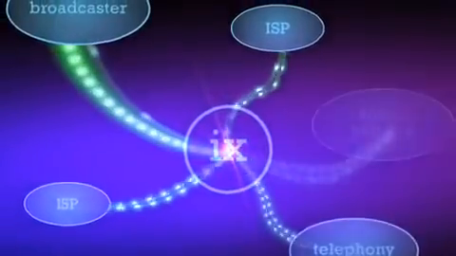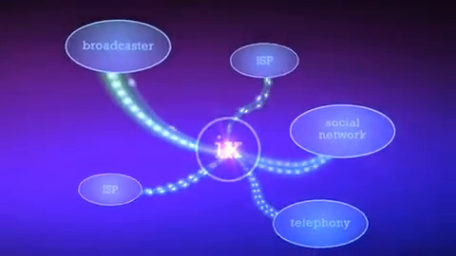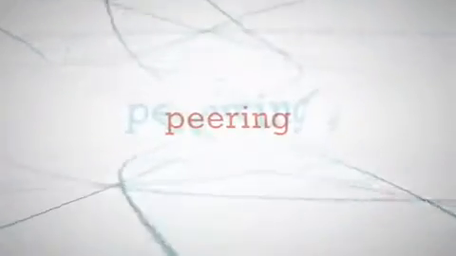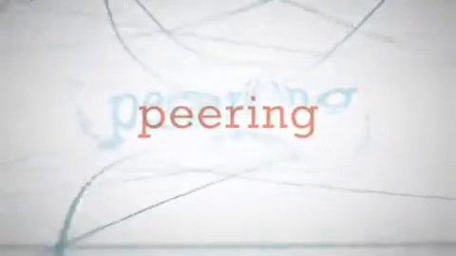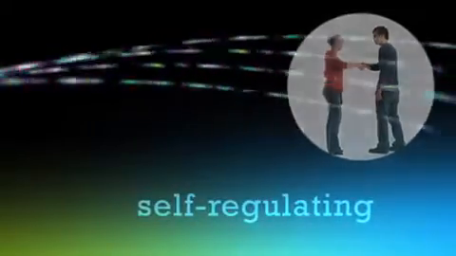Providers are able to make a single connection to the platform to exchange traffic with many participants. This way of doing things is called peering, and it's making the Internet faster and more affordable for everybody. The exchange participants make deals with each other according to mutual benefit, so the peering system tends to regulate itself.